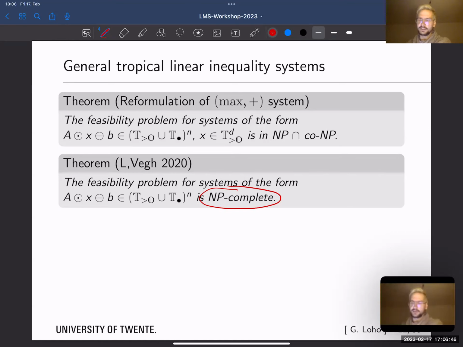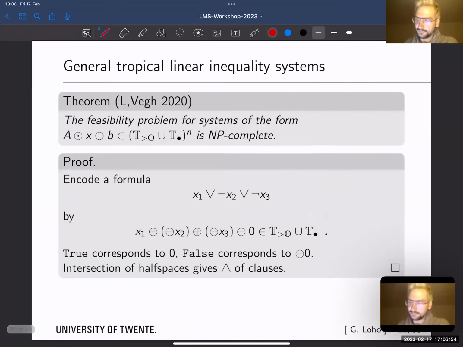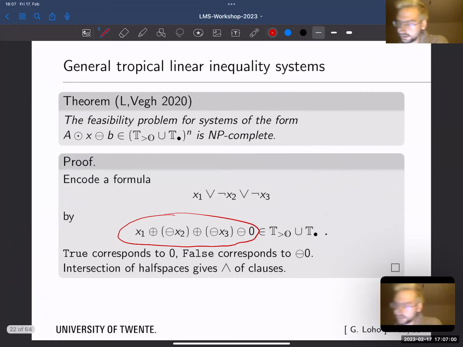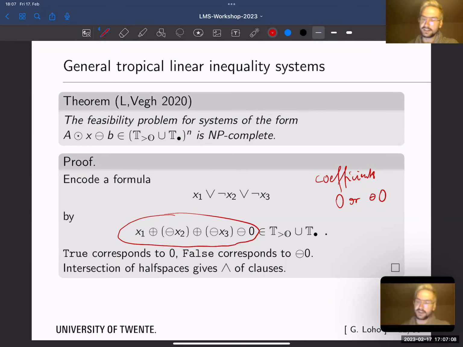But what I really like about it is actually a quantitative version of the SAT problem in the following sense. If we have formulas where we have only the coefficients 0 or minus 0, then this is actually the same as a SAT formula. So having more general coefficients in this sense is really a quantitative generalization of SAT formulas. Okay, so far about this motivation in this direction.